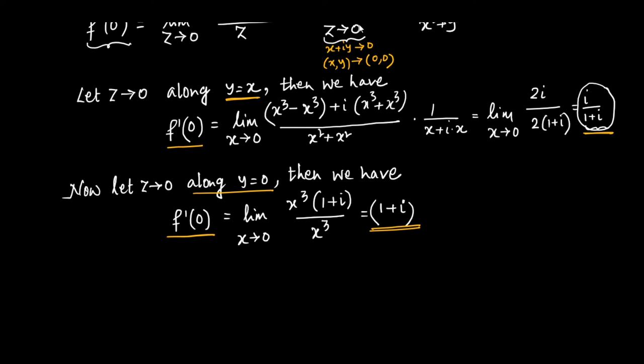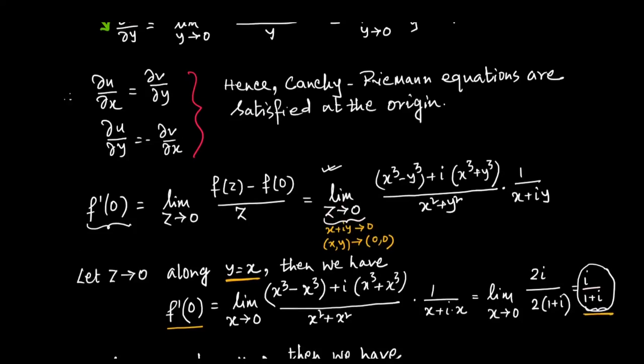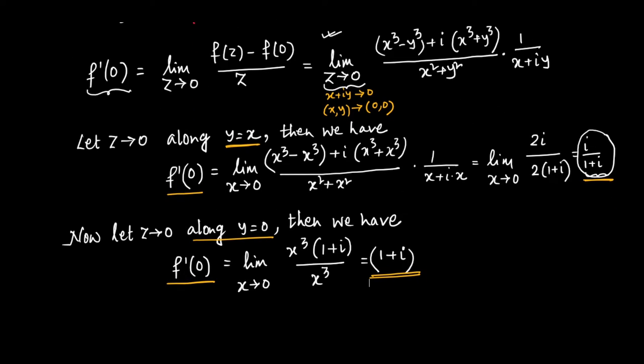We have got that when z approaches 0 along y equal to x, this limit approaches i divided by 1 plus i. And when z approaches 0 along y equal to 0, this limit approaches 1 plus i. Now, these two are not equal. Therefore, what is our conclusion? Our conclusion is this limit does not exist.